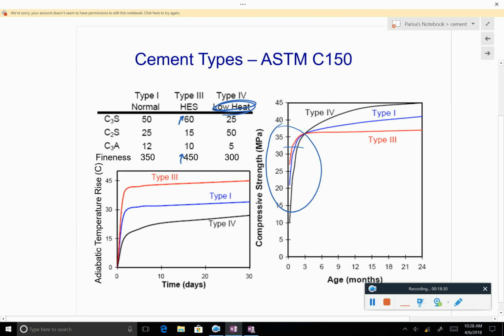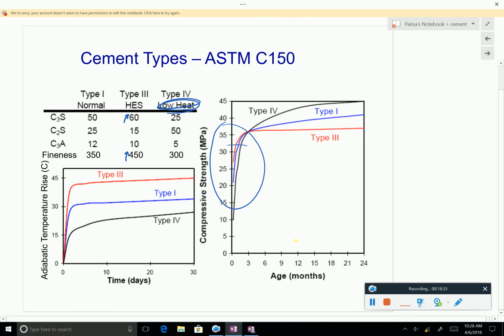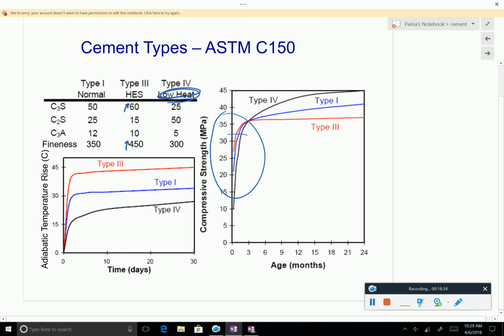So again, I cannot emphasize how important this is to understand cement hydration and this relationship between composition and why we see this different behavior between different types of cement. Questions?